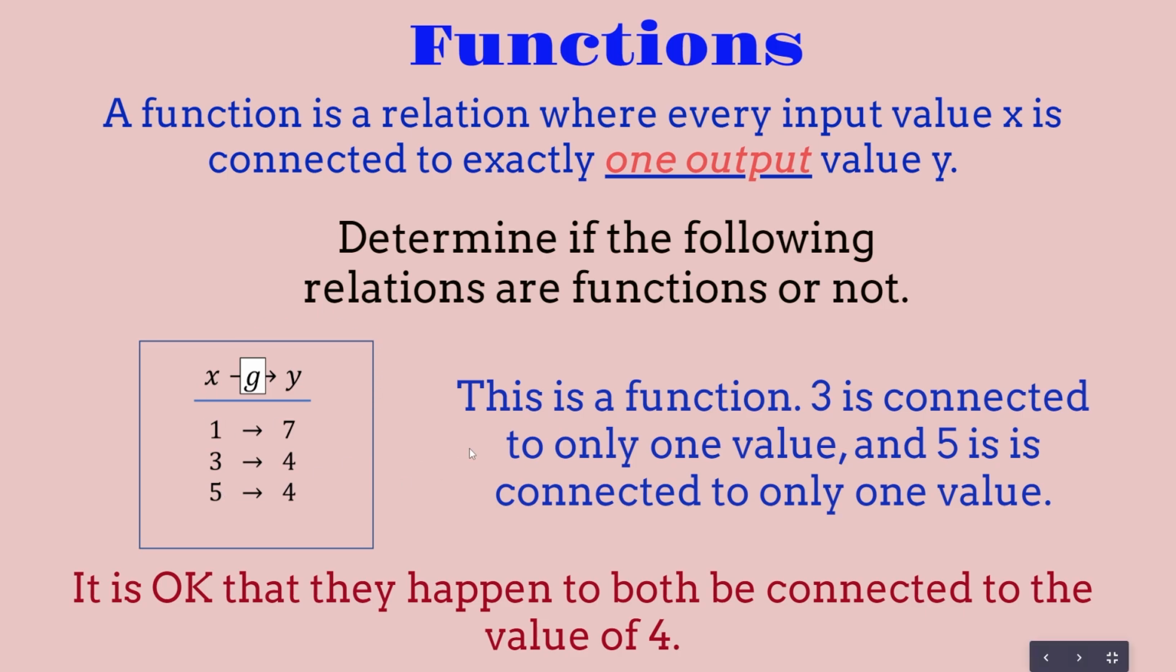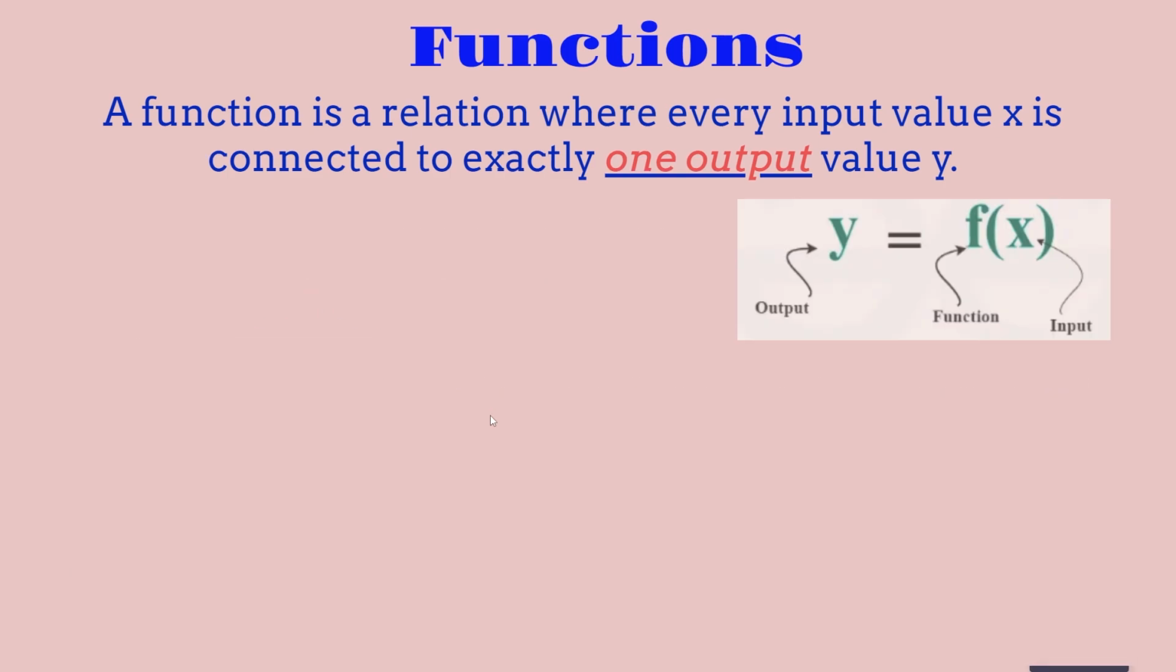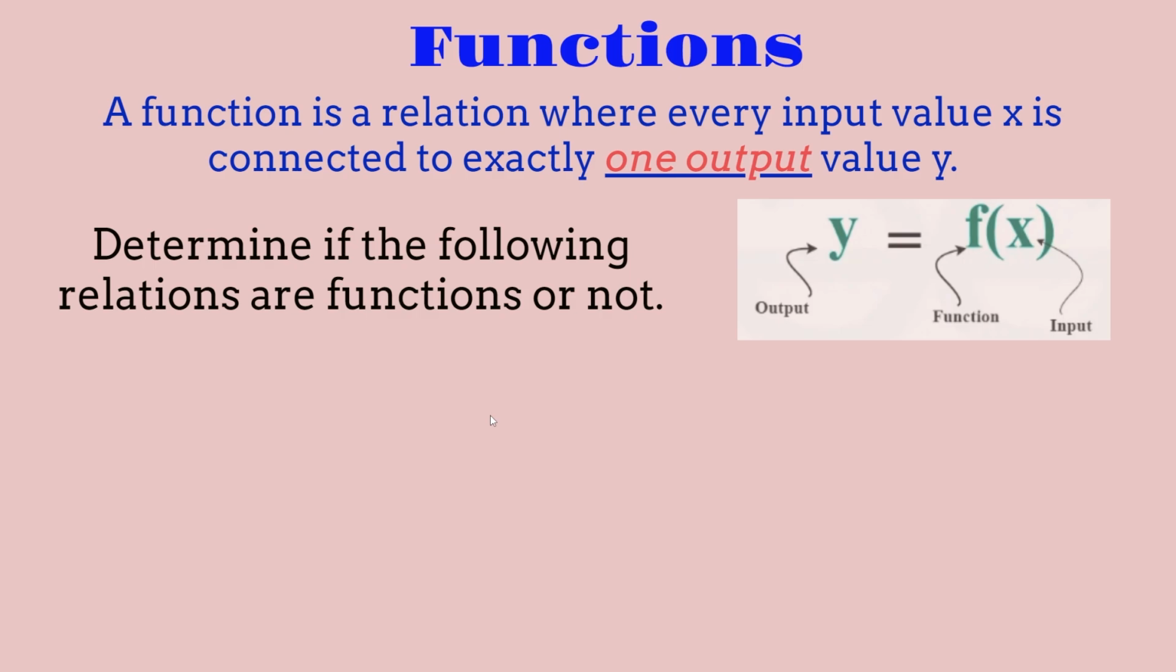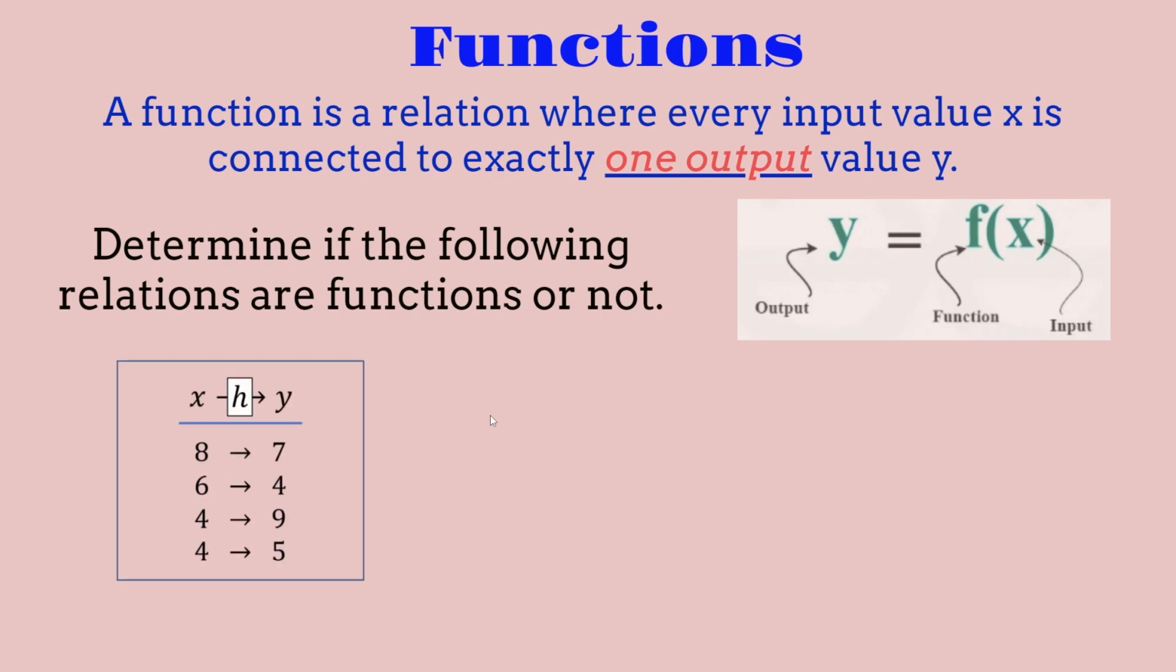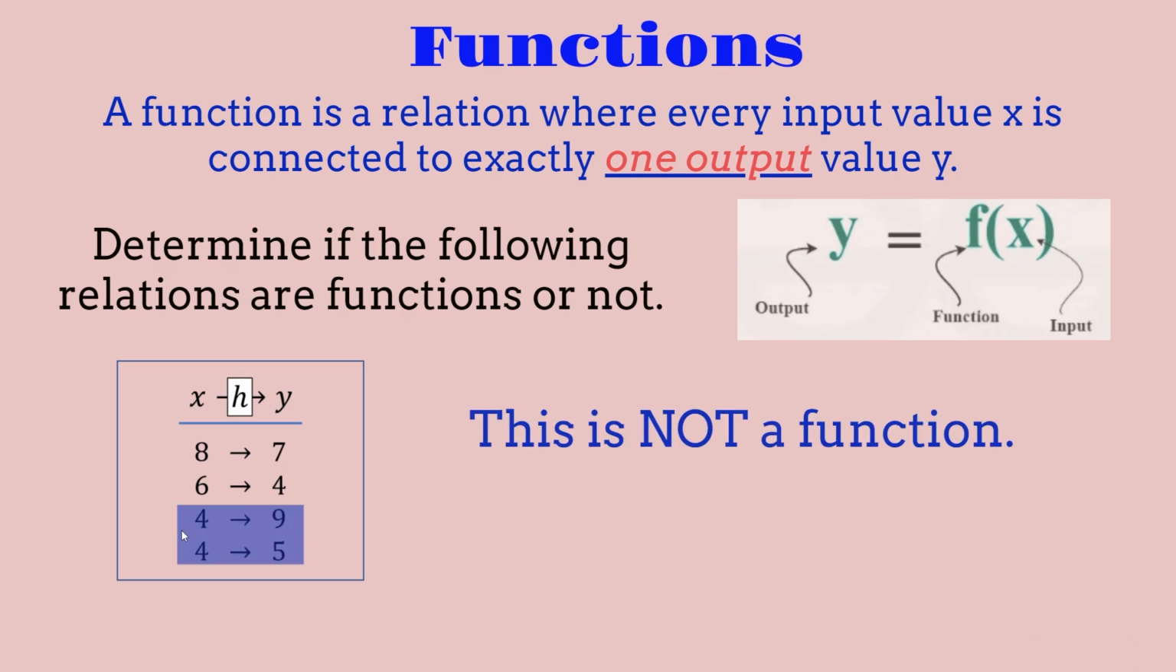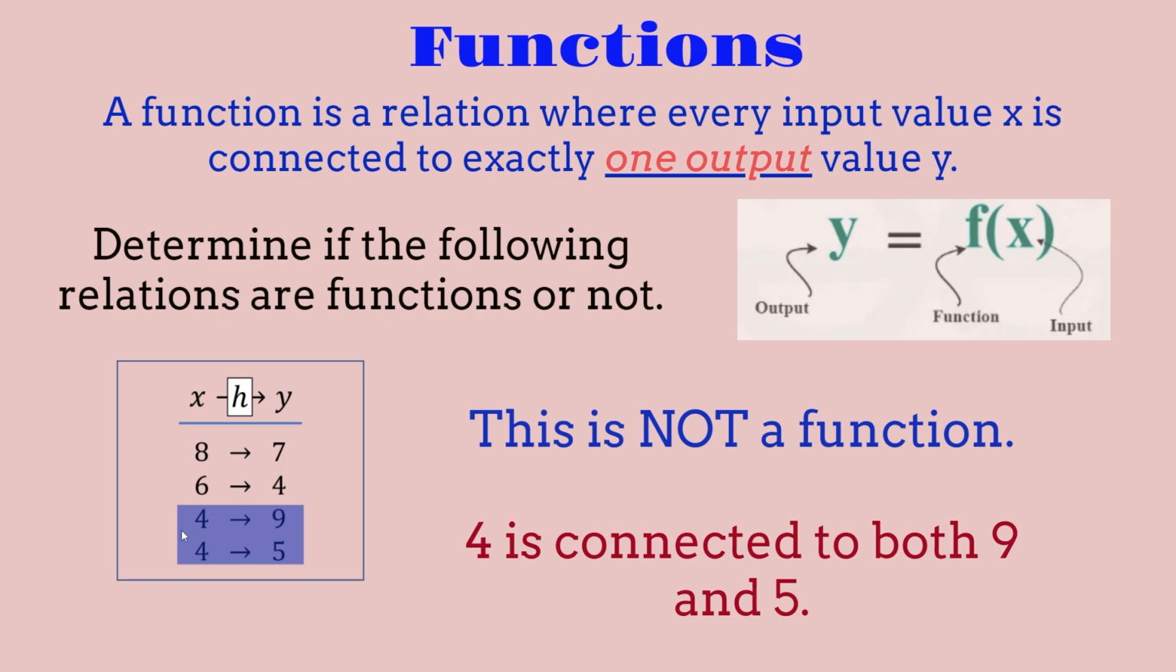So in this case, this is a function. So moving on, determine if the following relation is a function or not. And in this case, we have 8 is connected to 7, 6 is connected to 4, 4 is connected to 9, and also 4 is connected to 5. So the answer for this one is not a function. And this is because 4 is connected to both 9 and also 5.